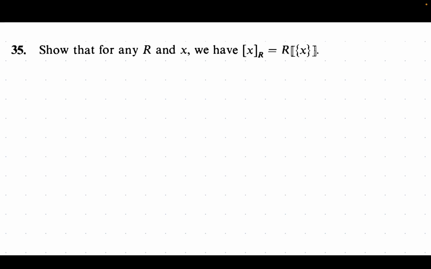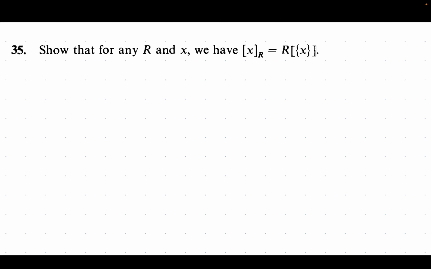Chapter 3, Exercise 35. Show that for any x in X, we have the equivalence class of x modulo R is equal to the image of R under the set containing x. Okay, so I think we should go ahead and clarify what this new symbol means.